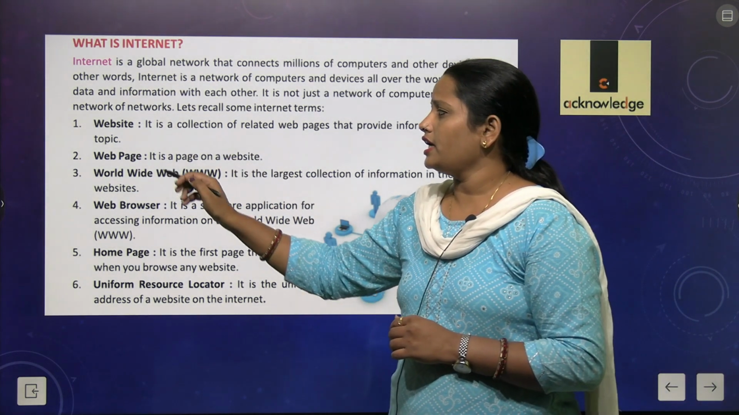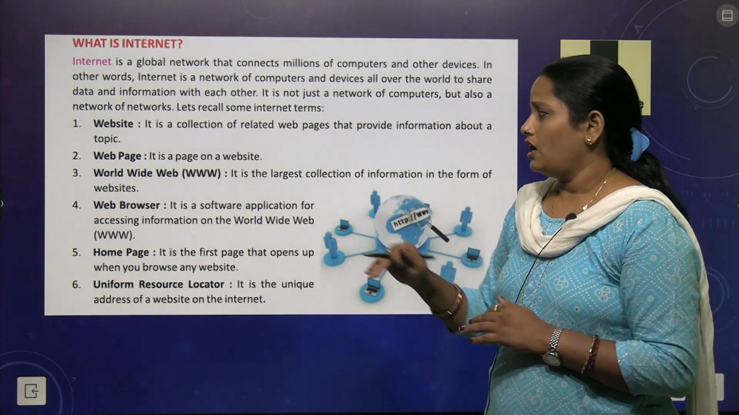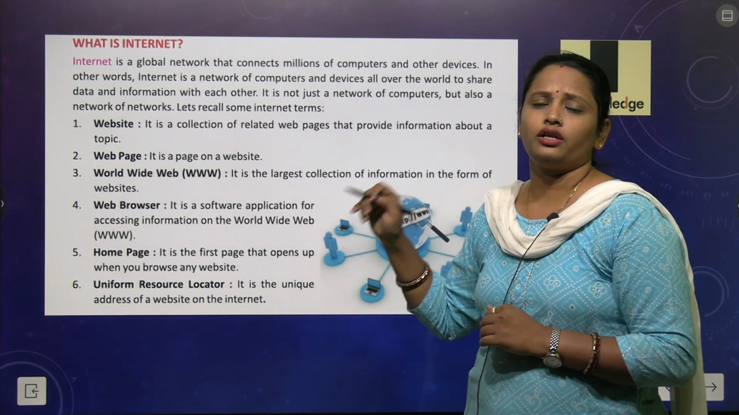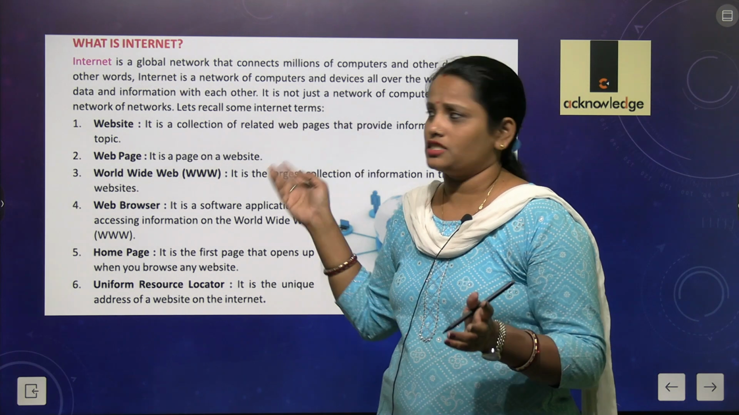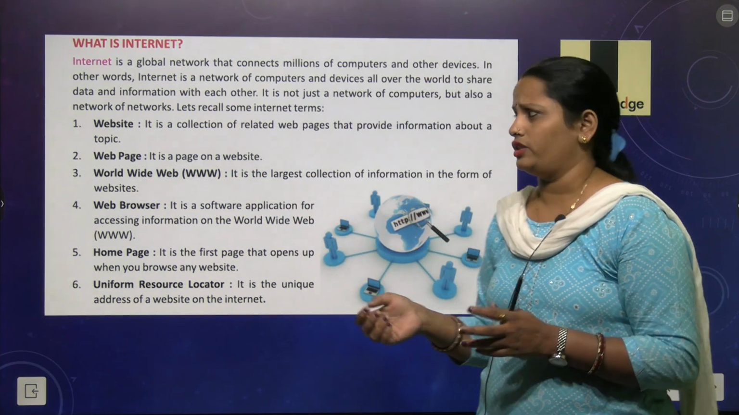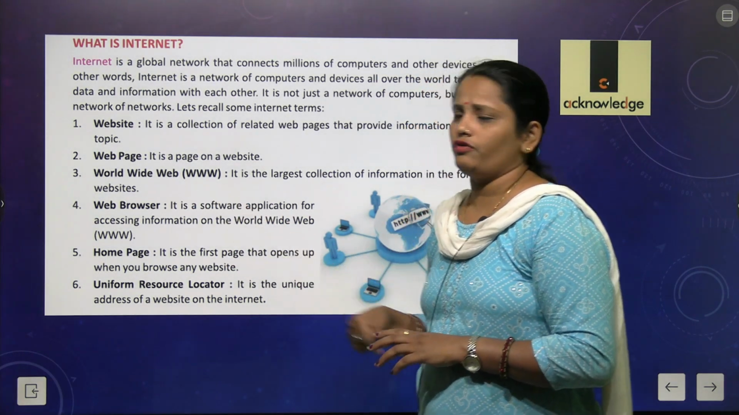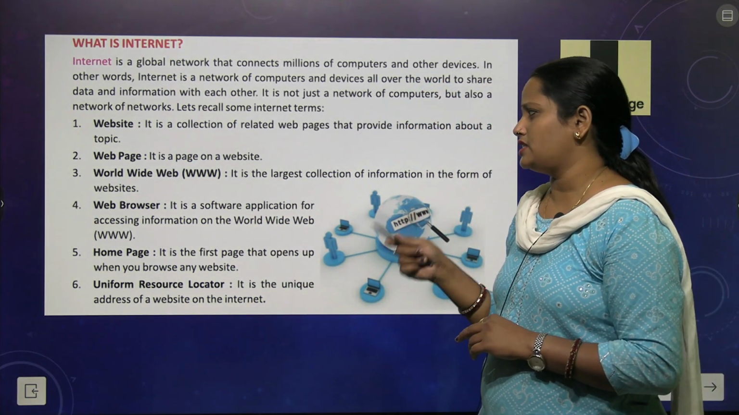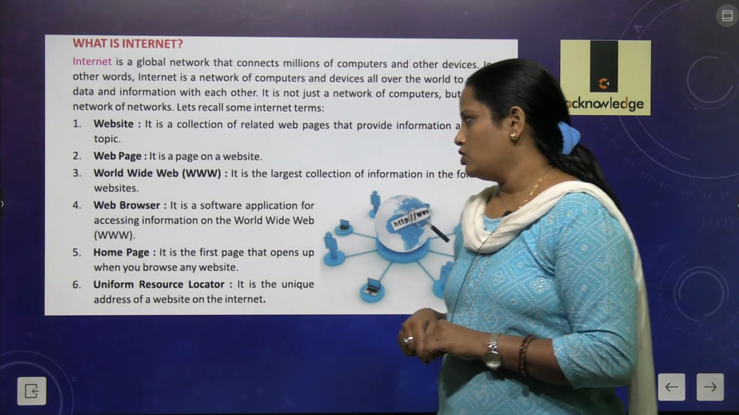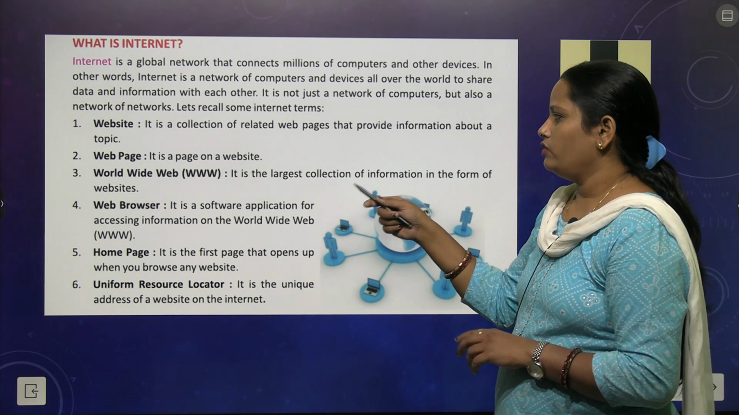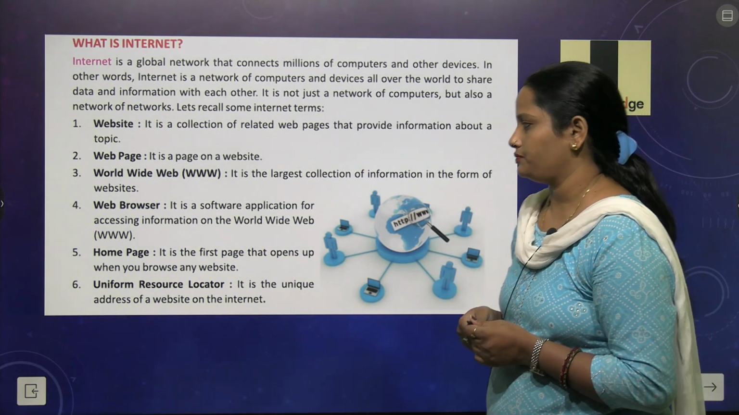Second is web page. What is a web page? A web page is a page on a website. So suppose a website is a book and web page is a page on that website. Next is World Wide Web. WWW is the largest collection of information in the form of websites. So through this we can collect a large amount of information.